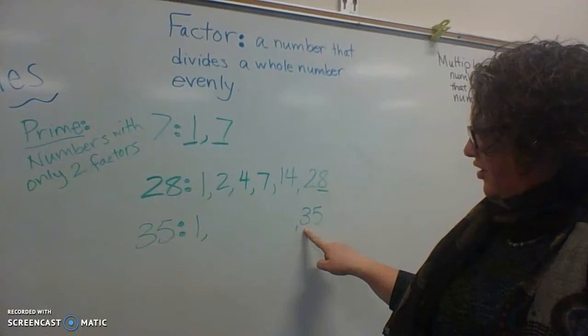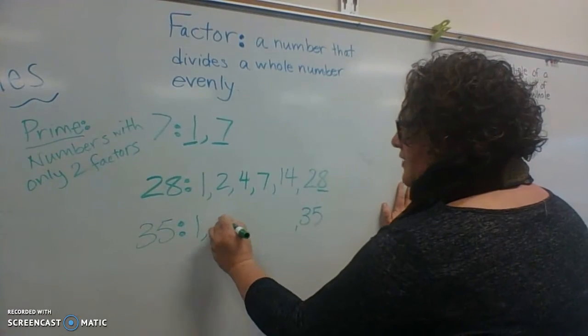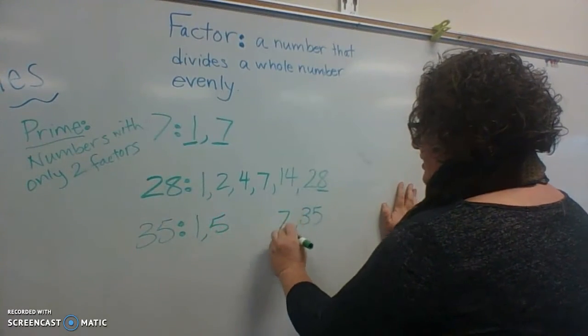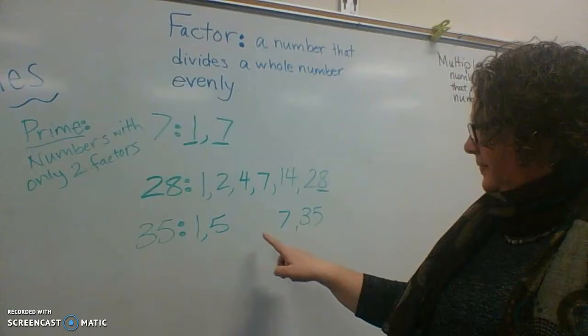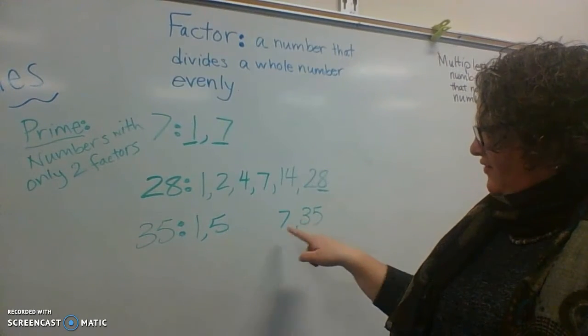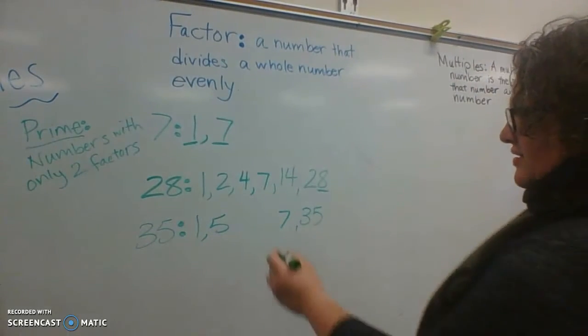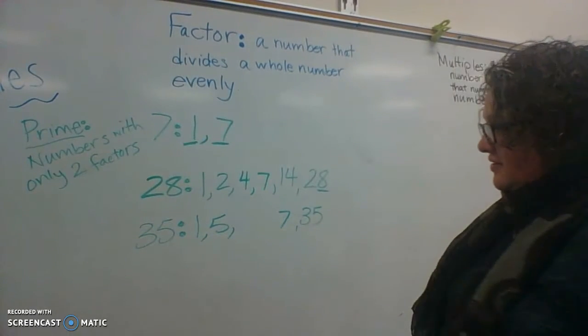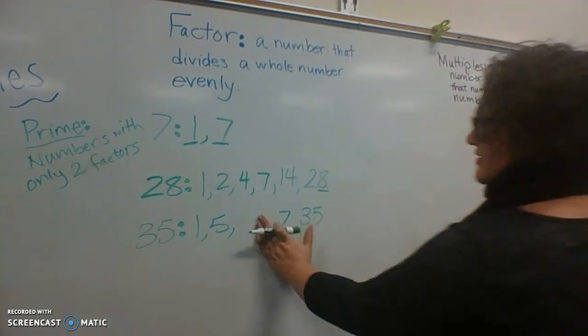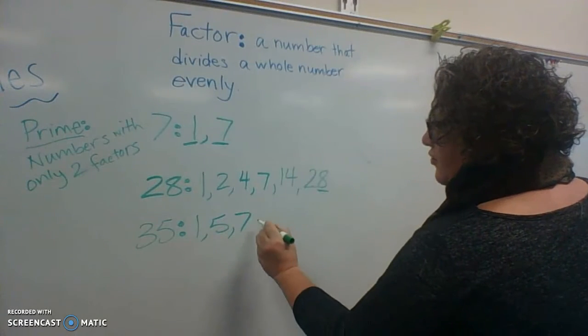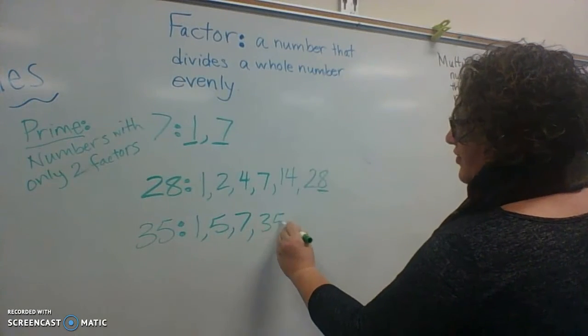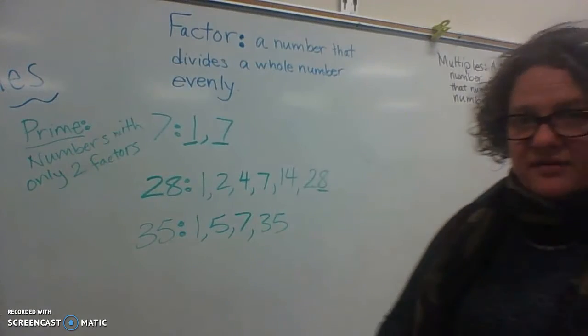4 does not work. Ooh, 5. 5 times 7 is 35. We know that. 6, no. 7, ooh, and we reached 7. So there's our 4 factors of 35. And I'll squish those a little closer. 1, 5, 7, and 35 are the factors of 35.